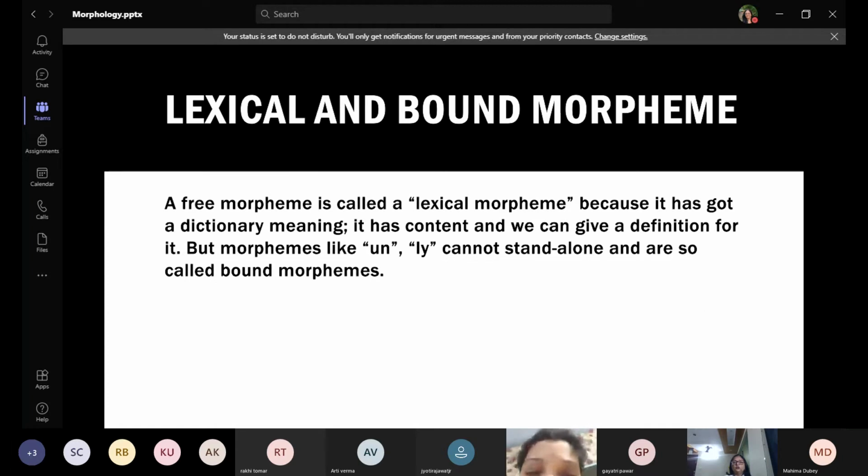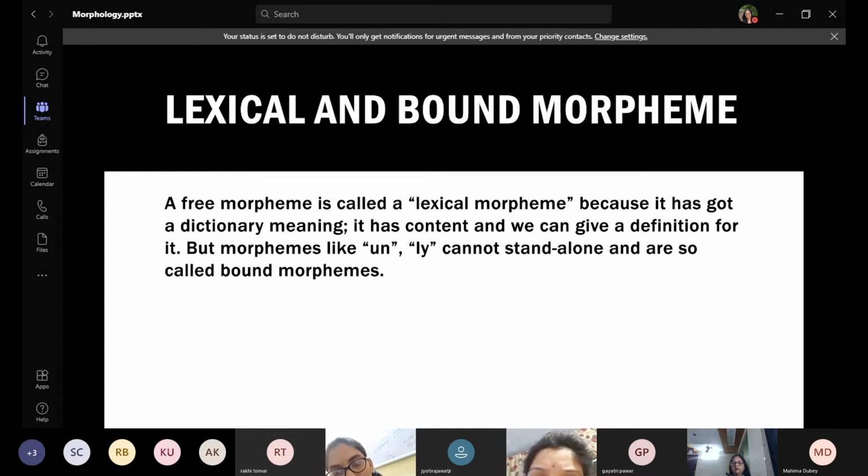Now, so far you know that there are two types of morphemes. They are free morpheme and bound morpheme. Free morpheme has meaning. And this is why it is also called lexical morpheme. Lexical because it is a word found in dictionary. Okay, it has content. It has got concrete meaning, right? And we can give a definition for it.